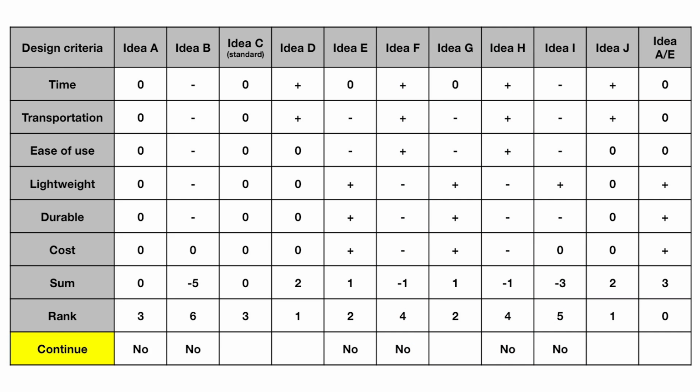So now let's consider the solutions that will move on. Here we select our highest ranked solutions. There's solution D, the 4-bar linkage, at a +2. Solution AE, our combined solution, hinge and string, with a +3. Solution G, the bendable spoon, at a +1. Solution J, the ball and socket, at a +2. And solution C, our standard, the barrier support, at a 0.